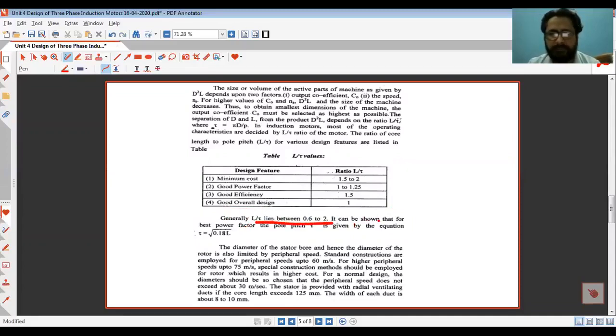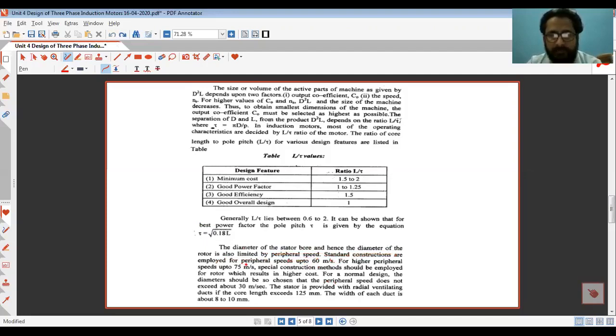It can be shown that for best power factor, the pole pitch tau is given by the equation tau is equal to under root 0.18 L. So this is the relationship between tau, the pole pitch, and the length of the core for having a good power factor. The diameter of the stator bore, and hence the diameter of the rotor, is limited by peripheral speed.